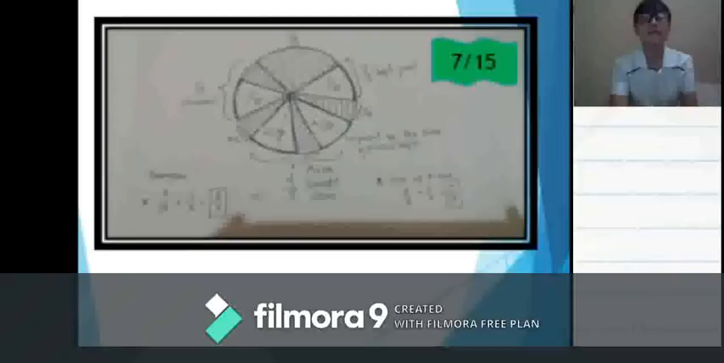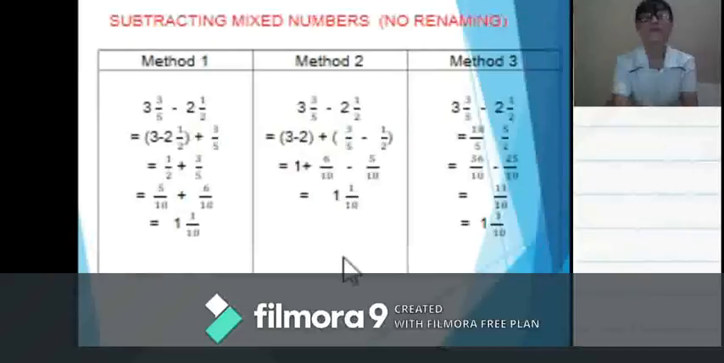Okay, another thing for subtracting is mixed numbers without renaming. As you can see in this problem or situation, there are several methods that you can use. But this time, let us focus on the third method. Any method you apply, you still come up with the same answer. But again, we have to focus on method 3.